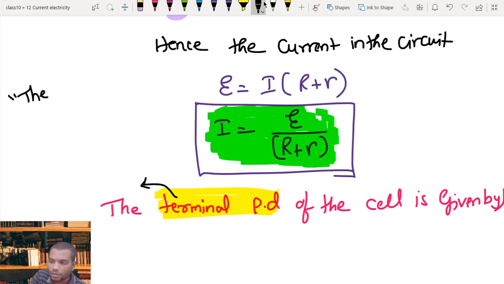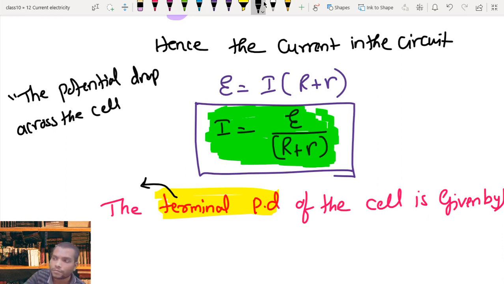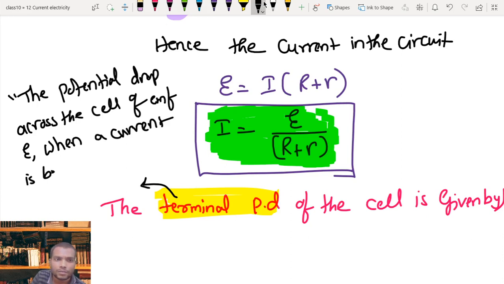So the potential drop across the cell of EMF E and internal resistance r, when a current is being drawn.